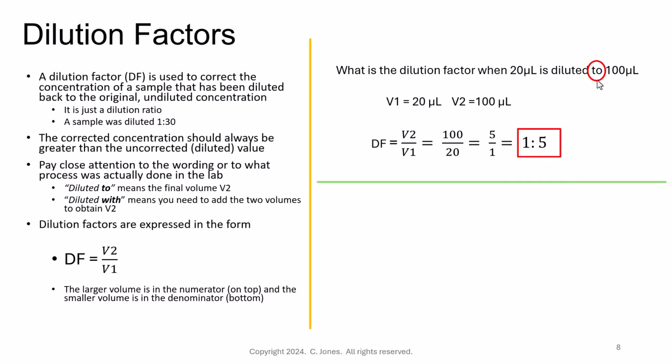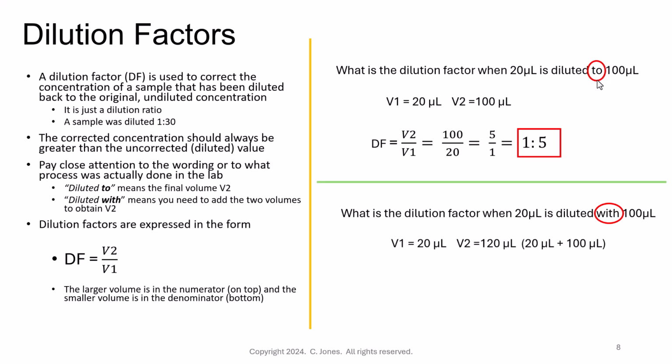There are no significant figures here because these are ratios. What is the dilution factor when 20 microliters is diluted with 100 microliters? Now we have "with," and that means we're actually combining the two. So the final volume is the 20 microliters we started with plus the 100 microliters we used to dilute the 20 microliters, because it's "with." So now our dilution factor is V2 over V1, 120 over 20, or 6 over 1 when we simplify that, or a 1 to 6 dilution.